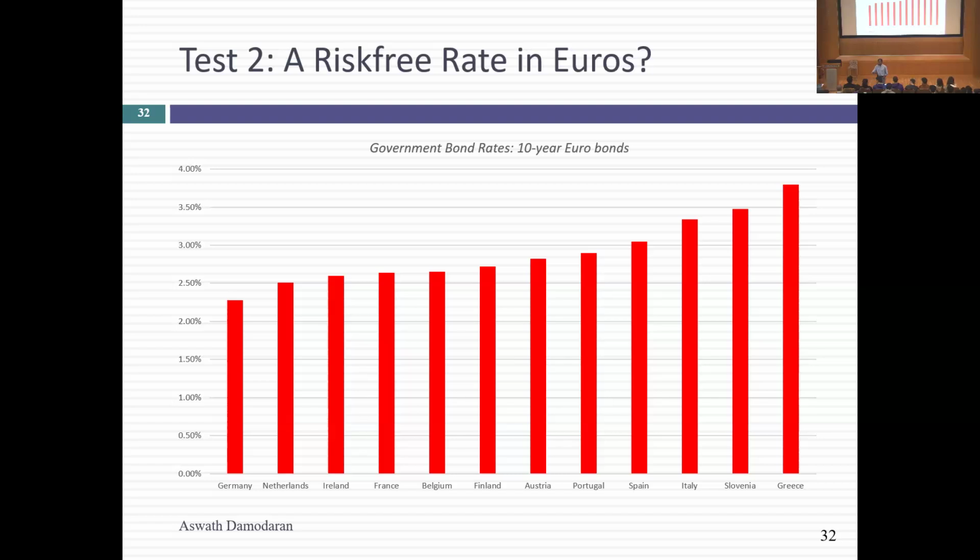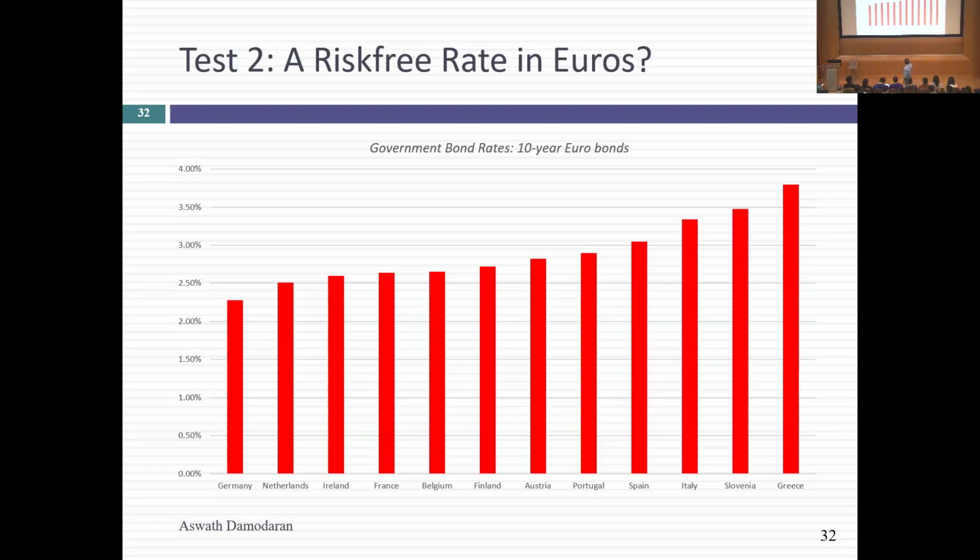Spanish companies are going to report all their financials in euros, and it's convenient to do the valuation in the same currency. You want a risk-free rate in euros. How did I get the risk-free rate in US dollars? I found a 10-year government bond rate, the T-bond, and I use that rate, right? So this should be easy. I should be able to go find a 10-year government bond rate in euros and use that rate.